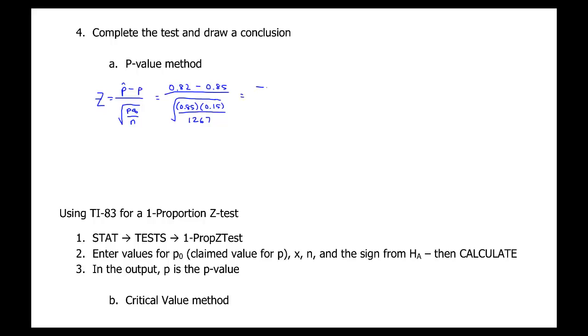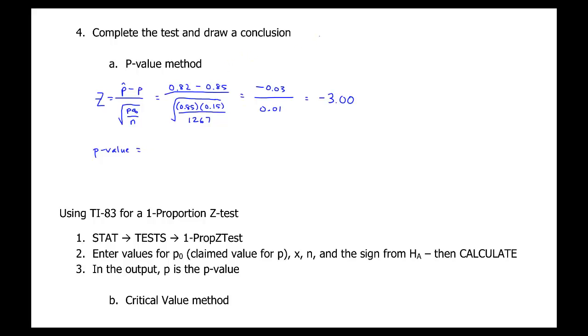So up here we'd get negative 0.03. And on the bottom, if you calculate all that out, you'd get right about 0.01. That's rounded a little bit, but the z-score, when you divide those, you should get right around negative 3. Okay. So from a z-score, we're going to get the p-value, which is the area.